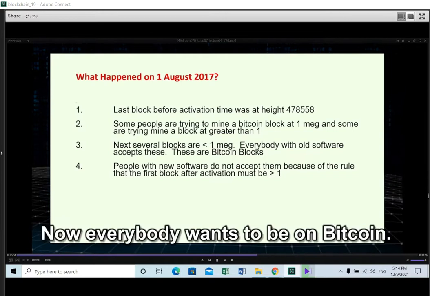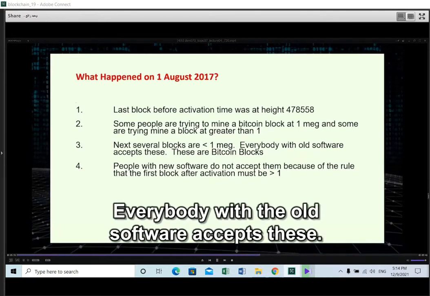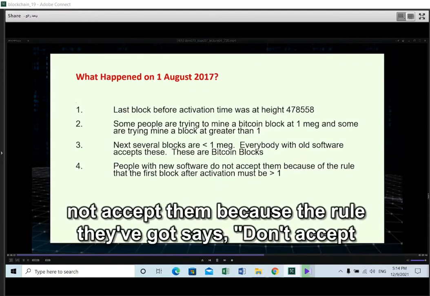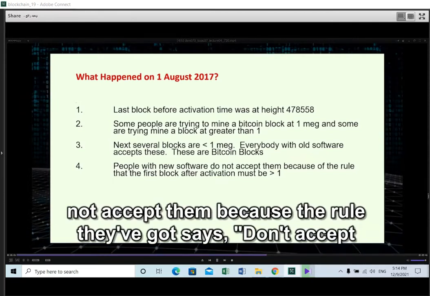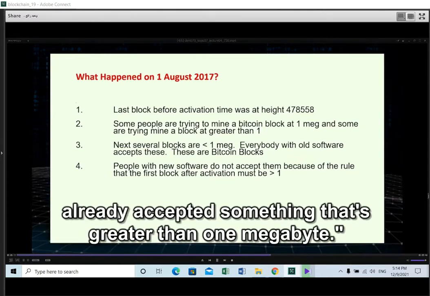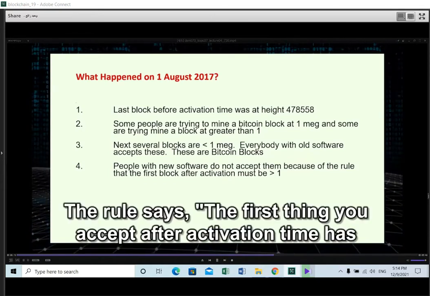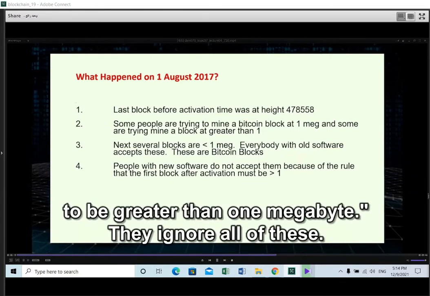Now, everybody who wants to be on Bitcoin, everybody with the old software, accepts these. These are just Bitcoin blocks. But people with the new software do not accept them, because the rule they've got says don't accept anything less than 1 megabyte after the activation until you've already accepted something that's greater than 1 megabyte. The rule says the first thing you accept after activation time has to be greater than 1 megabyte, so they ignore all of these.